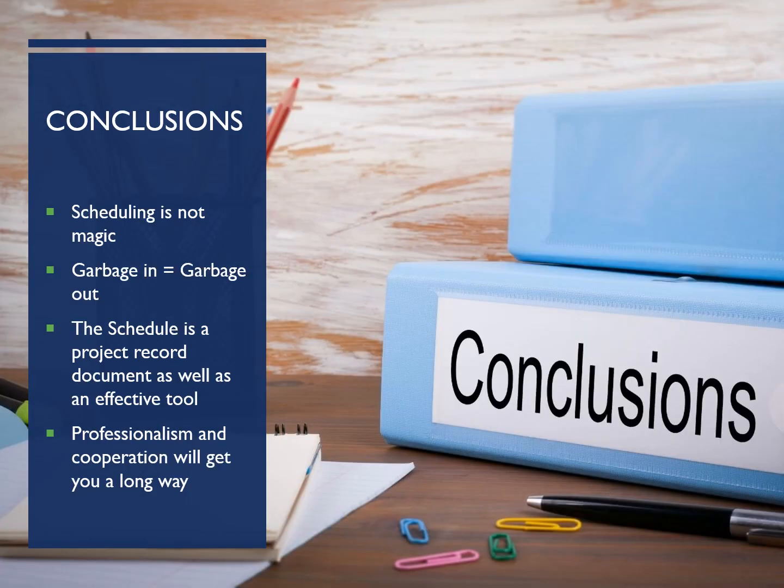So, in conclusion, scheduling isn't magic. We just build this database of activities and tie logic to them, and the software uses the critical path method to get us from point A to point B. The important bit: garbage in is the same as garbage out. We're here to build a schedule that we can use as a tool, not just to check the block to meet our contractual obligations.